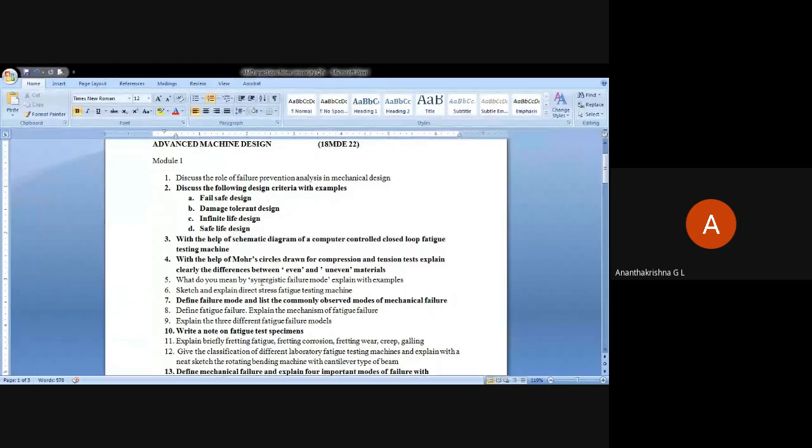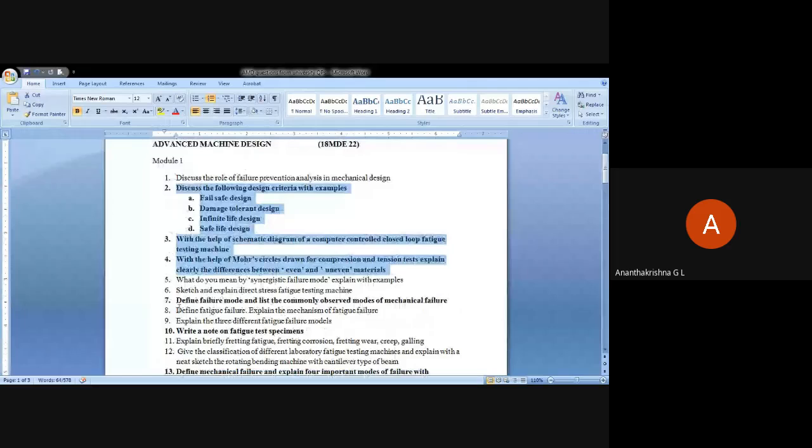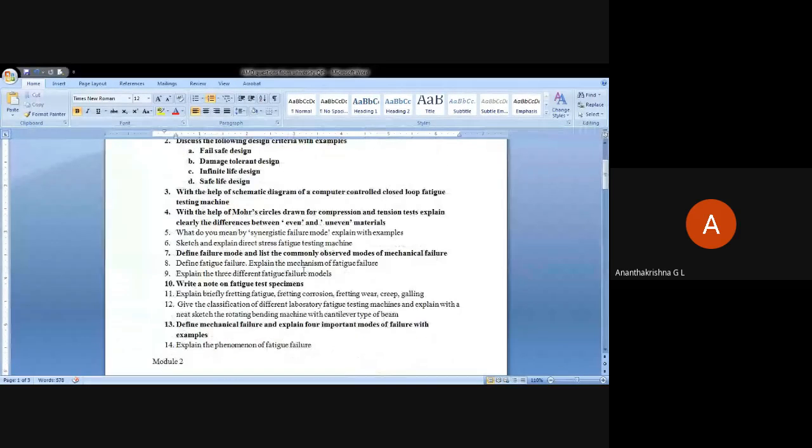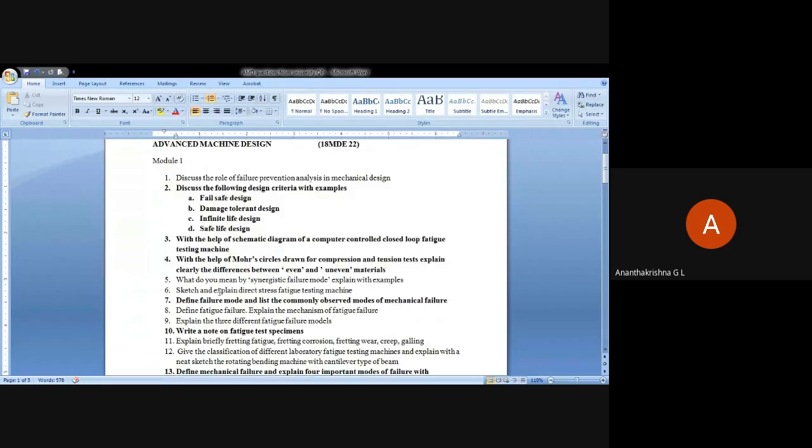What I said is, you need to answer the questions which are in bold. That is totally 6 questions. These are the questions which are repeatedly asked in the examination. All are important. All the 14 are asked repeatedly. So now we write one question after the other.